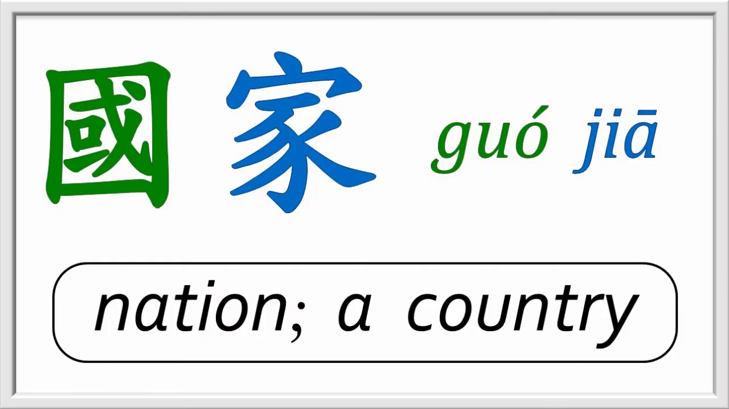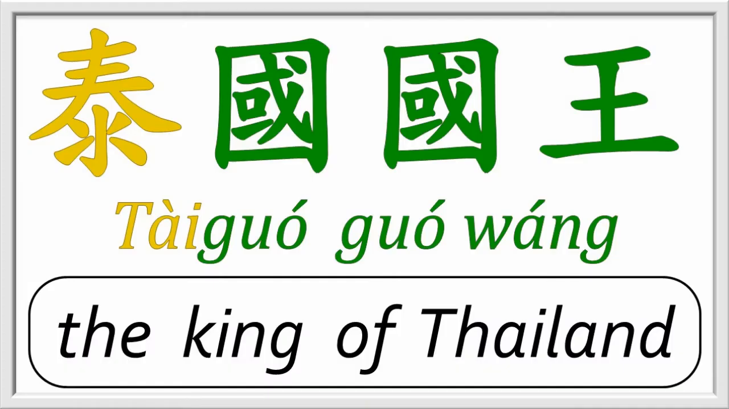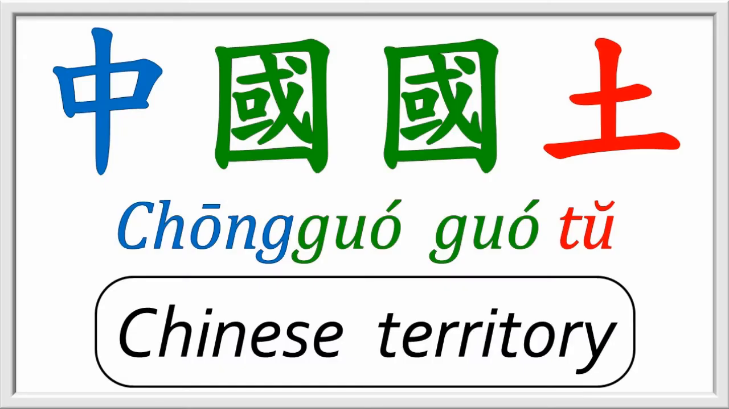As I've repeated many times, with its limited number of possible syllables, modern Chinese has far too many homonyms to be understood without actually seeing the characters. So the most common expression for a country in the spoken language is 国家. The king of Thailand is 泰国国王. And Chinese territory translates as 中国国土. A foreign country is 外国, and a foreigner is 外国人.